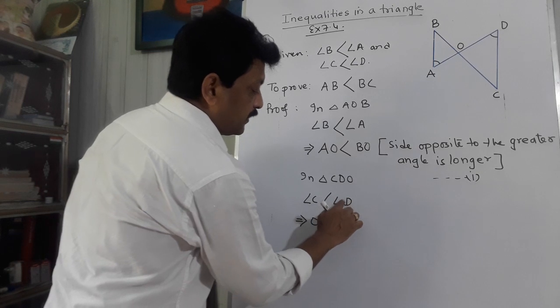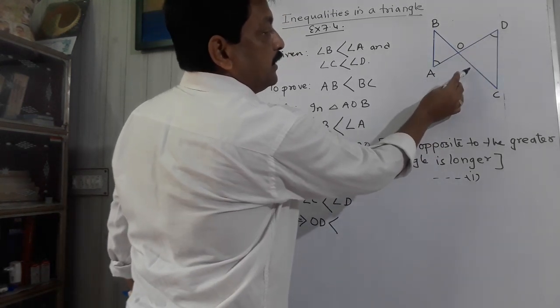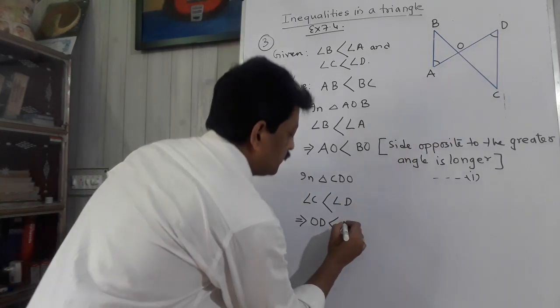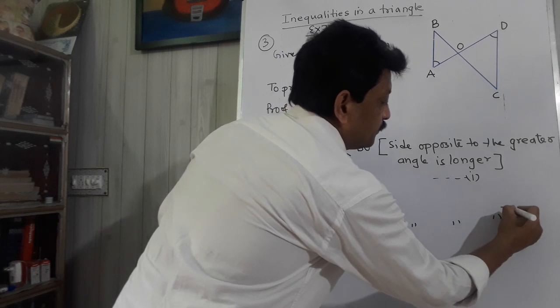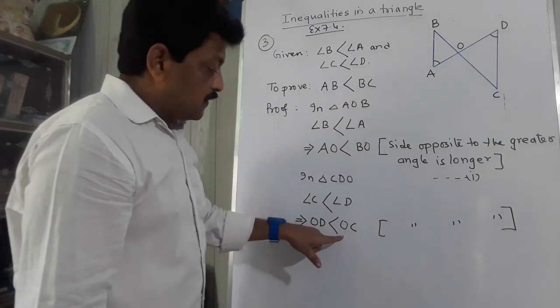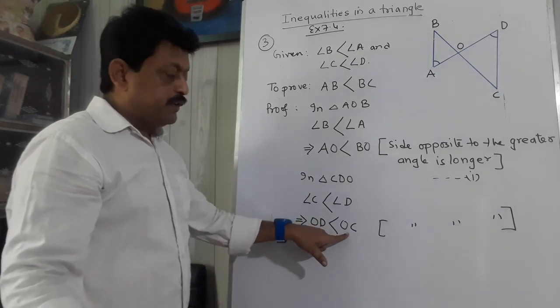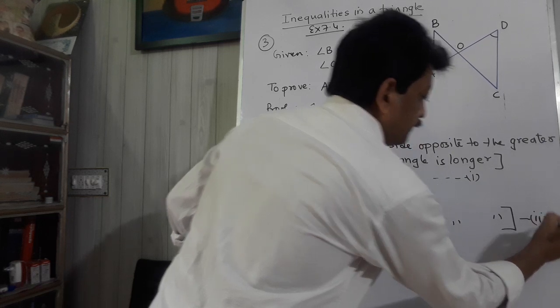And angle D is greater. So if angle D is greater, then the side opposite to angle D is OC. So OC is longer. Here also we have used the same theorem: side opposite to the greater angle is longer. Hope you have understood. Okay, so this is equation number 2.